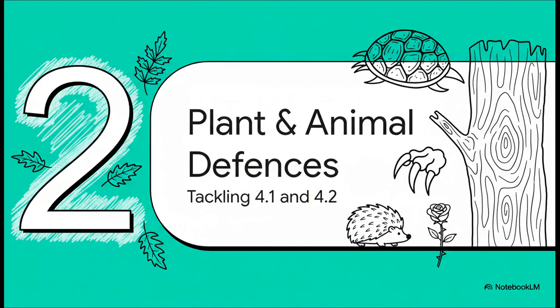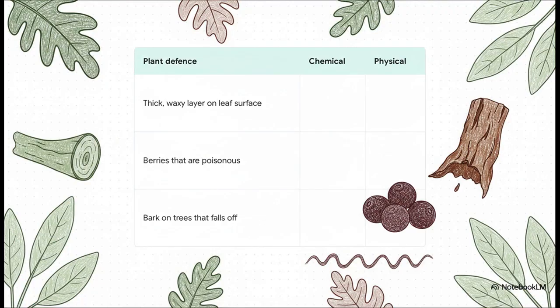We're starting with the first 2 parts of the question, which are all about the super clever ways that plants and animals protect themselves from harm. Here we go. Question 4.1. You've got 3 plant defenses, and your job is to decide if they're chemical or physical. So have a quick look. A thick, waxy layer, poisonous berries, and bark that just falls off. What do you think? Which one is which?